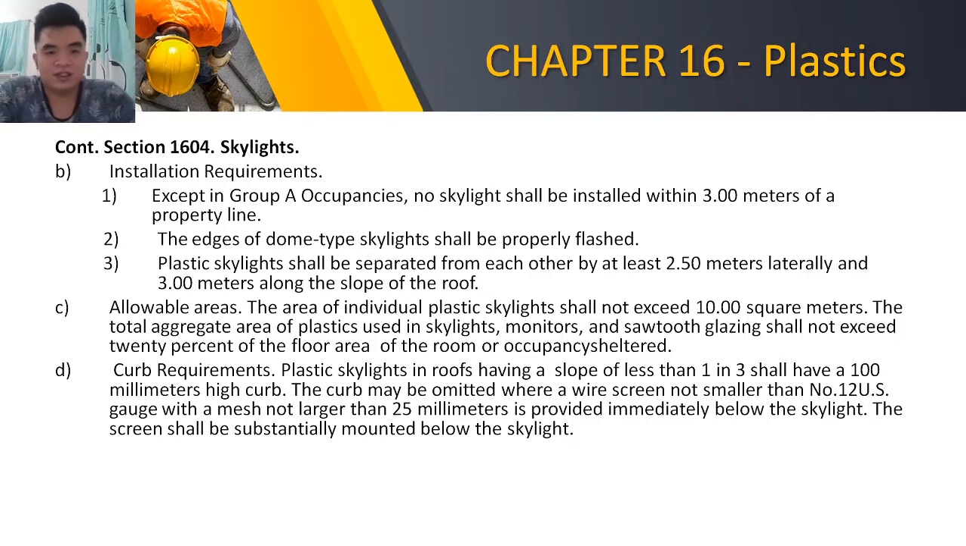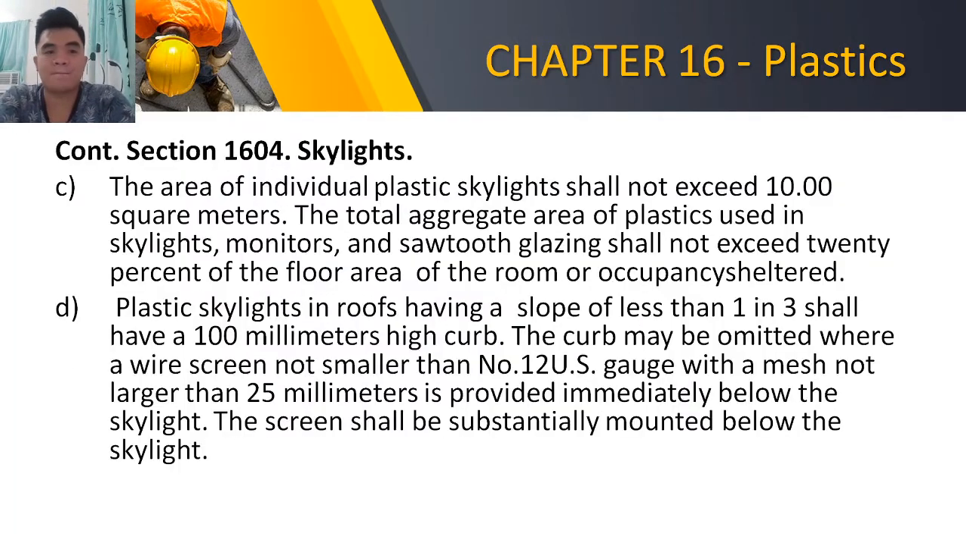Allowable areas: the area of individual plastic skylights shall not exceed 10 square meters. Curb requirements: the plastic skylight in a roof having a slope of less than 1 in 3 shall have a 100 millimeter high curb. The curb may be omitted where a wire screen not smaller than number 12 US gauge with a mesh not larger than 25 millimeters is provided immediately below the skylight.